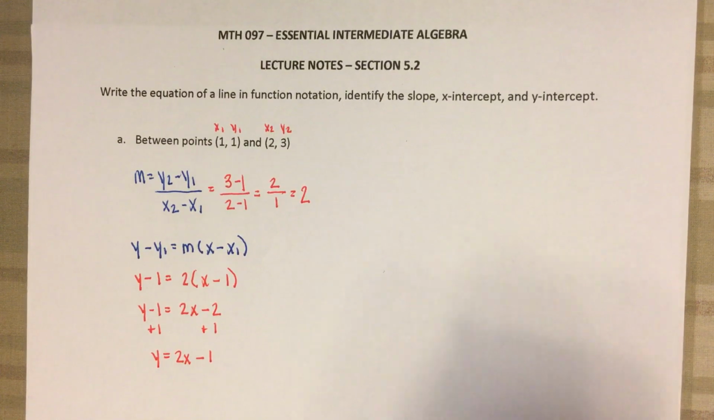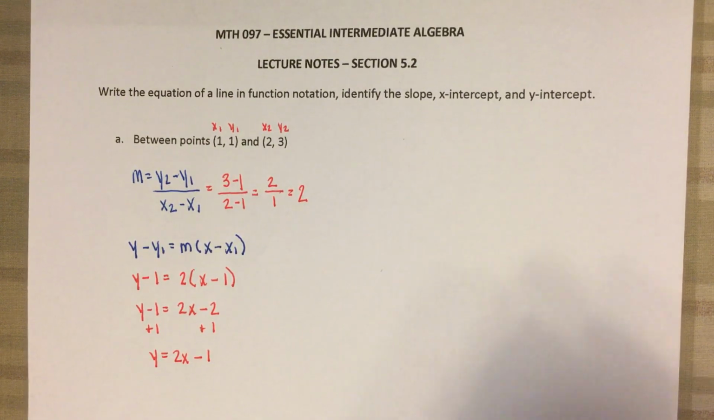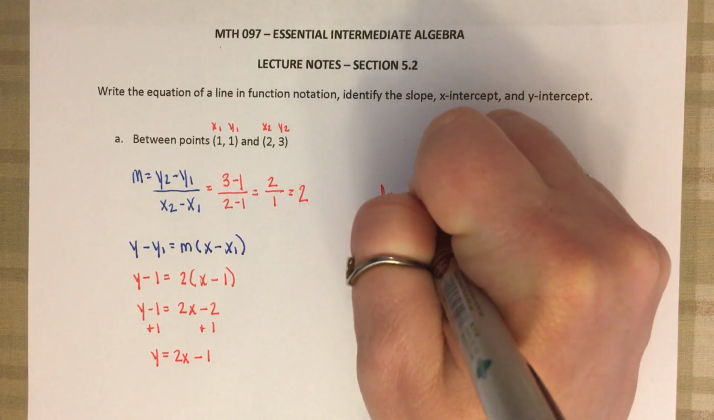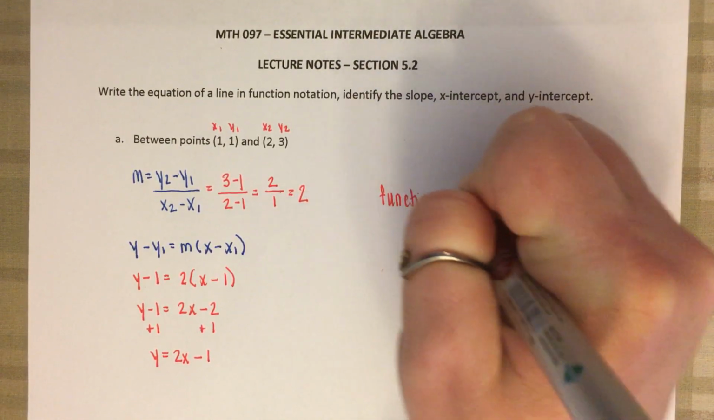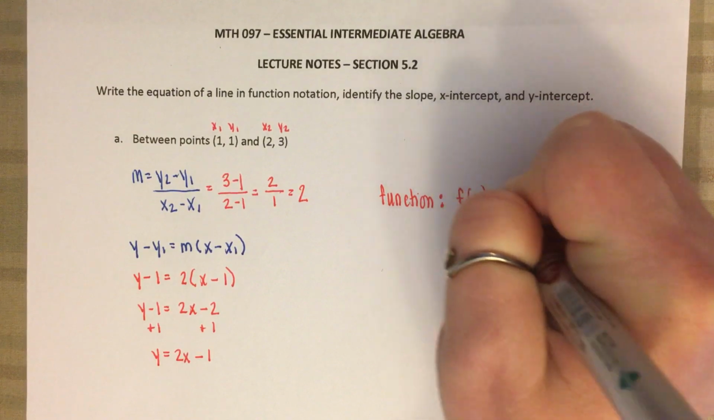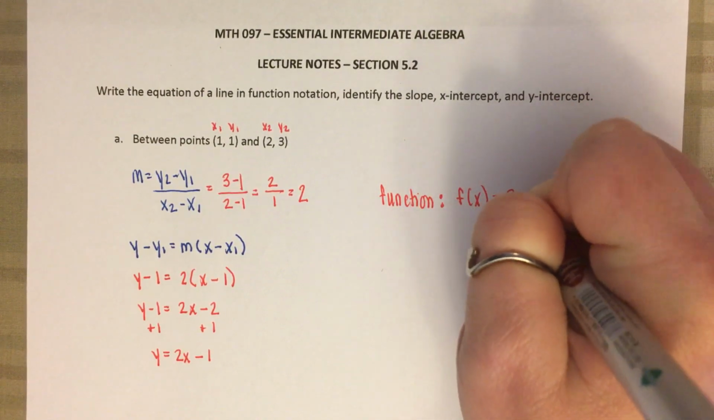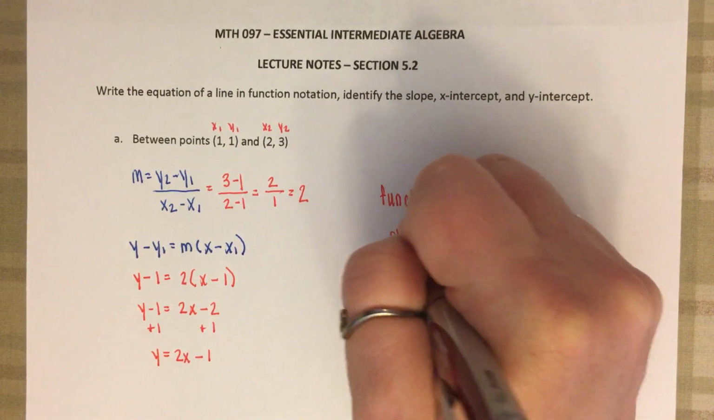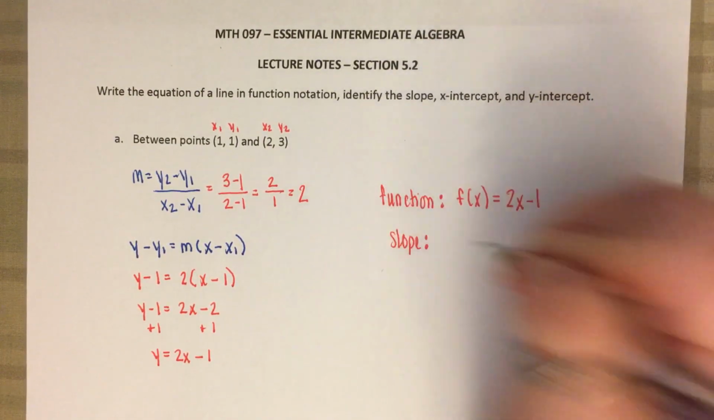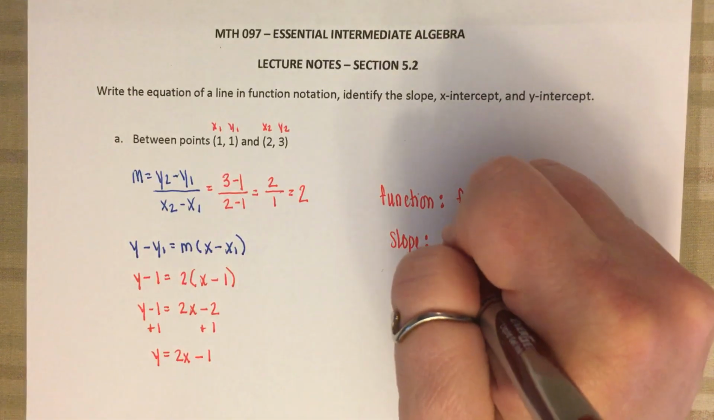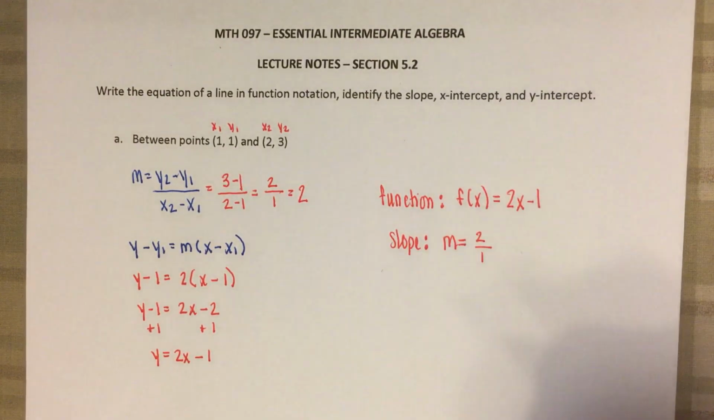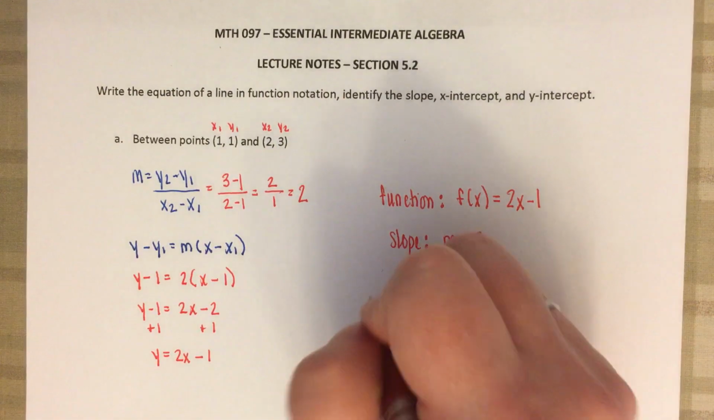This form that we have this in, y equals mx plus b, gives us our function notation. So for our equation of the line in function notation, remember we start with an f of x instead. f of x equals 2x minus 1. We can then find our slope. Our slope is the number that's connected to our x. It's our m value, which was that 2 over 1. We can write it as a fraction or just a whole number in this case.